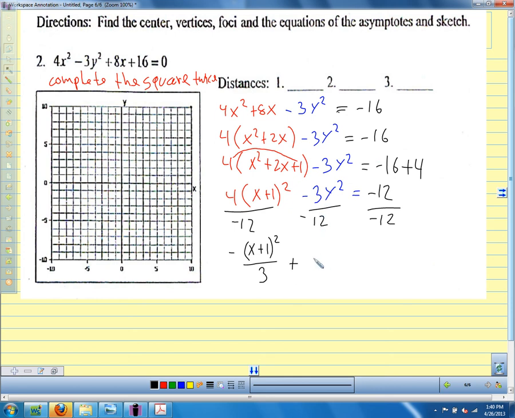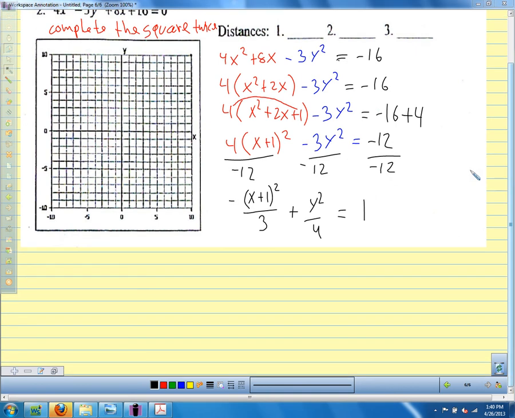3 divided by 12 is negative 1/4. Or sorry, positive 1/4, and I get equals 1. Yeah, right there on your phone. So there's my equation, and I'm going to rearrange it to write it in the form that we had before. Y squared over 4 minus (x plus 1) squared over 3 equals 1.